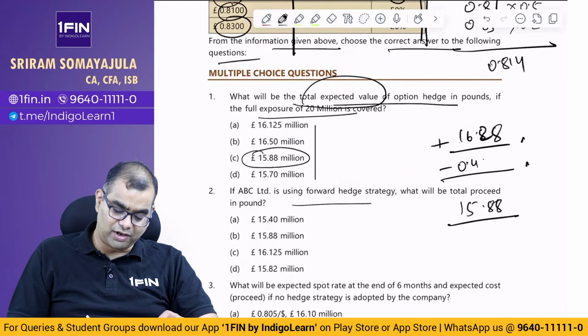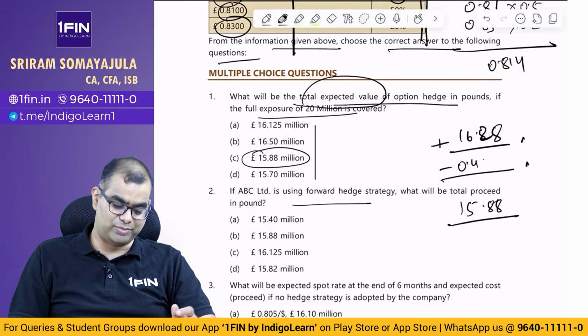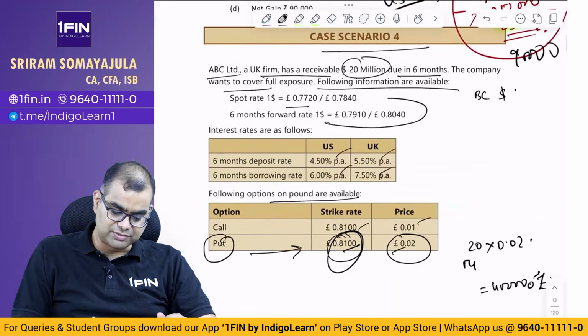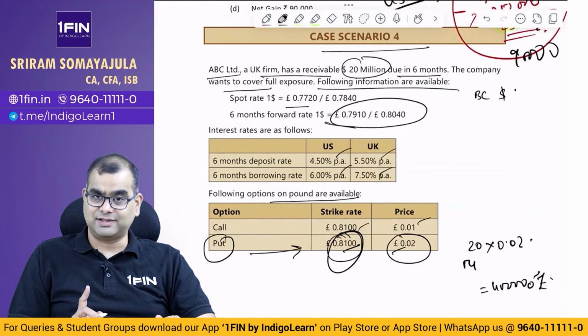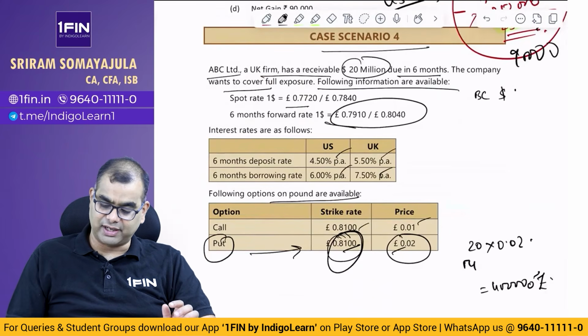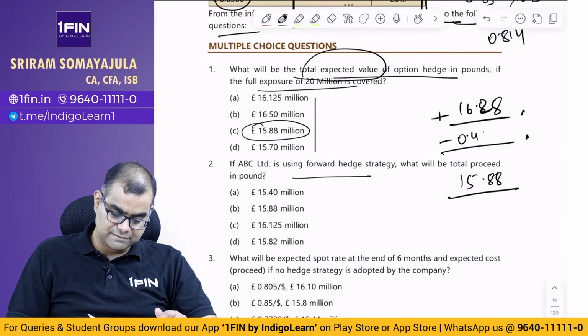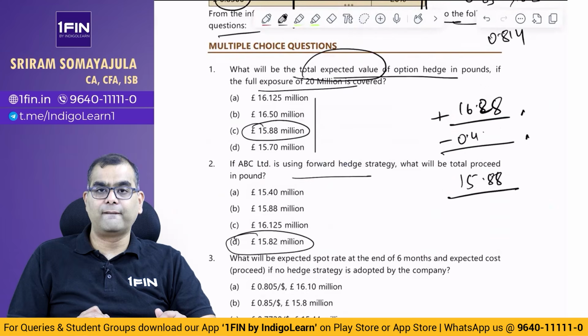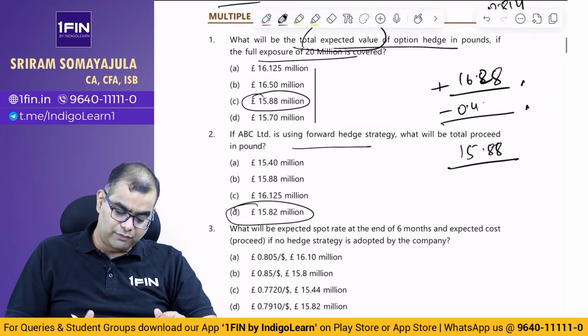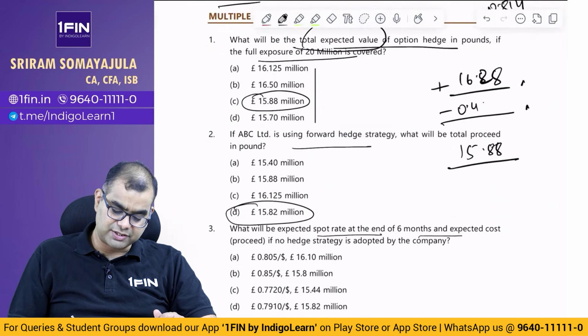Then ABC is using forward hedge. What will be the total proceeds? This is super simple here. Forward hedge is what? This much. Forward may be bid or ask. Everywhere I said bid is relevant. So 0.79. So 20 into 0.791, you get 15.82. Okay.